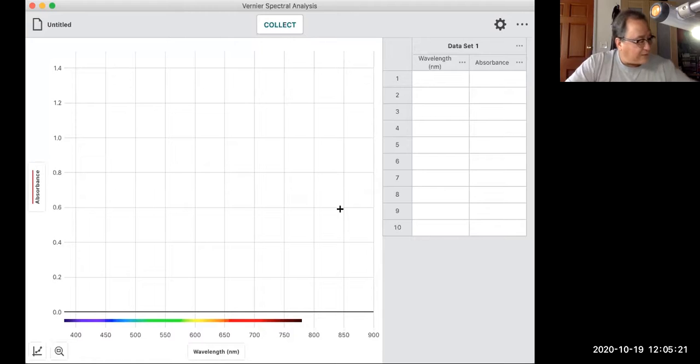And when we look at the spectrum here, you'll notice that on the y-axis we have absorbance, and on the x-axis we have wavelength. And this spectrophotometer basically works with visible light that goes from 400 nanometers to about 650. It doesn't read much above 650, although we have lines here. And the color bar below shows you roughly the wavelength of light that corresponds to a particular color.